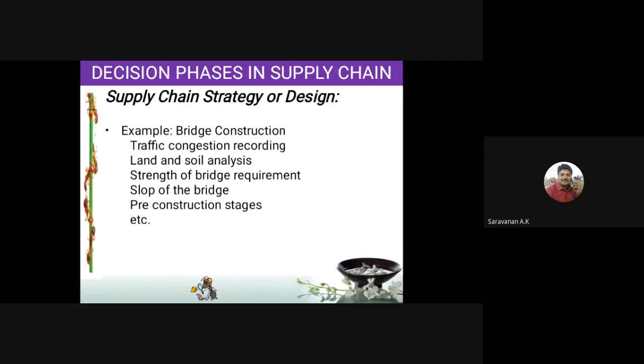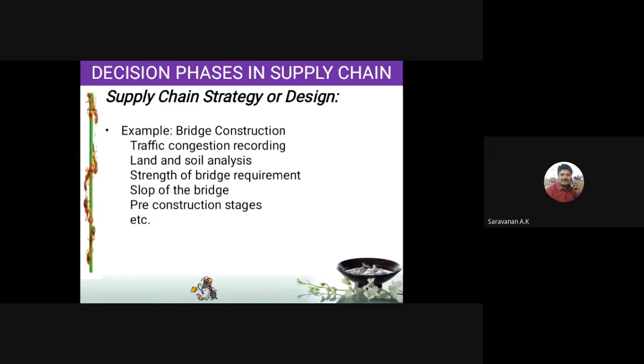Next, the slope of the bridge. You may see in the Adayar bridge, the slope is very high. That is very steep. If you take the bridges on the bypass, they are less steep. Okay, less slope. What is the reason? Why do they have different slopes for different bridges? Yes, that slope depends upon the previous signal.